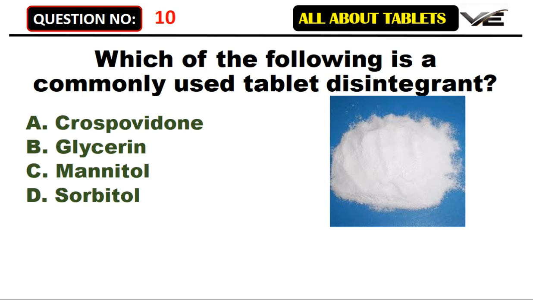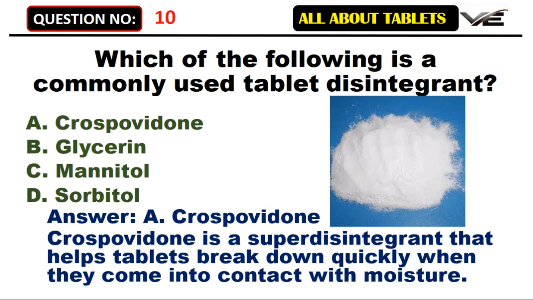Which of the following is a commonly used tablet disintegrant? A. Crospovidone. B. Glycerin. C. Mannitol. D. Sorbitol. Answer. A. Crospovidone. Crospovidone is a superdisintegrant that helps tablets break down quickly when they come into contact with moisture.